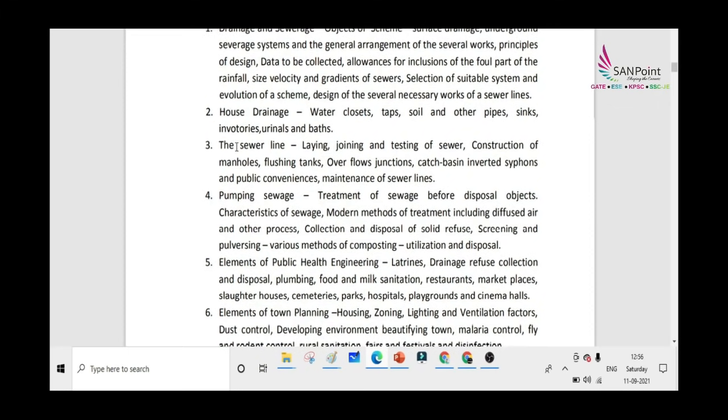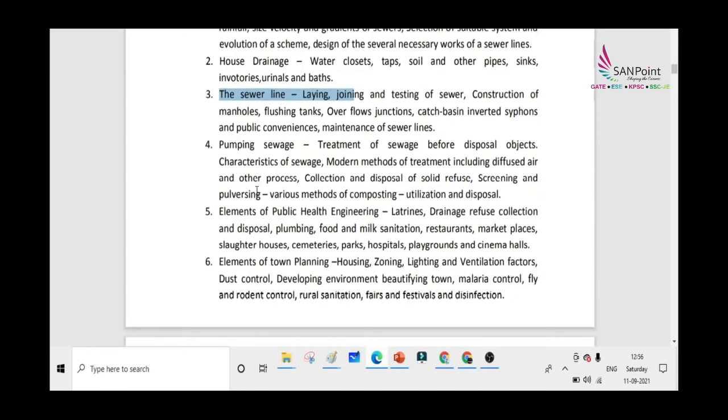You can see here house drainage and all. Then design of sewers, quality parameters of the sewage, that is various tests, BOD, COD and all.